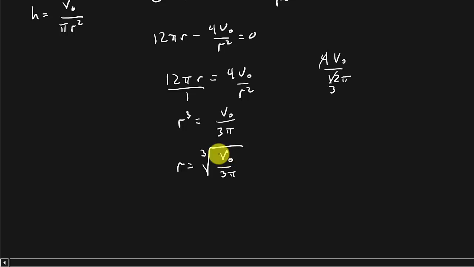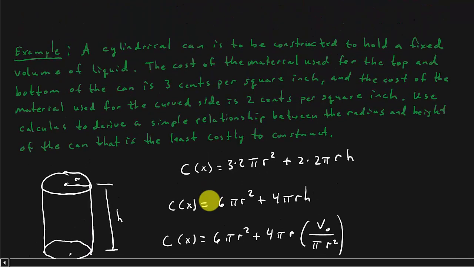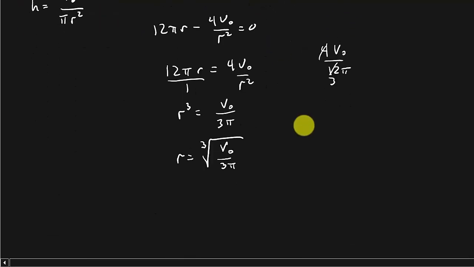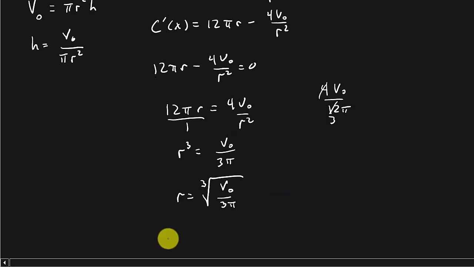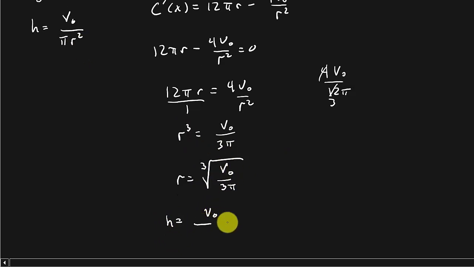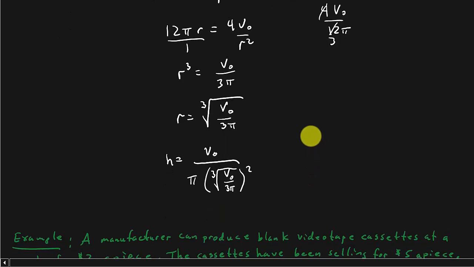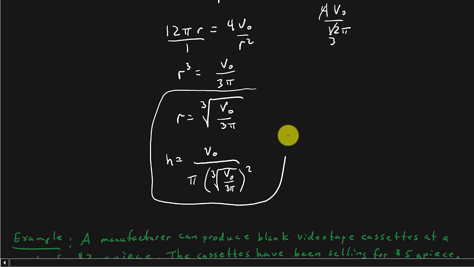So, you know, if you want it to be, let's see, what are we in? Inches. If you want the volume to be 1,000 square inches, then you just replace that with 1,000. That'll give you your radius. And then, of course, for the height, you just take this and plug it in for r. So that would be V naught over pi times the cube root of V naught over 3 pi squared. And we'll just leave it right there.